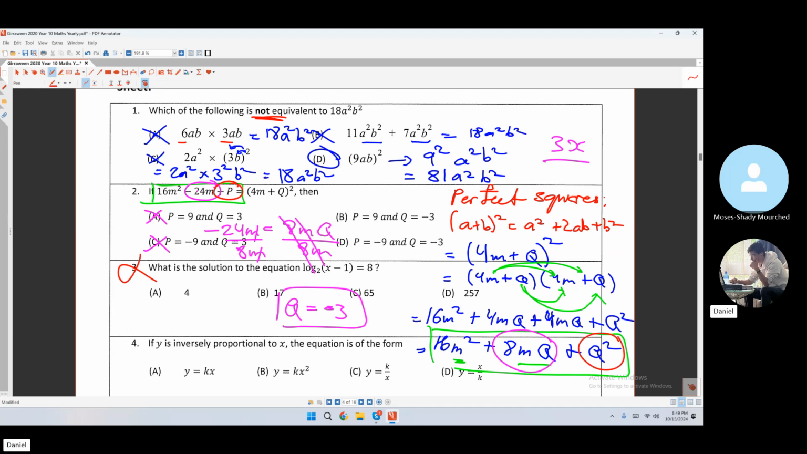So do we have an answer for Q? Yes. So what's negative 3 times negative 3? Negative 3 times negative 3 would be negative 9. Positive 9. Positive, because two negative numbers make a positive. So that means that's the answer.